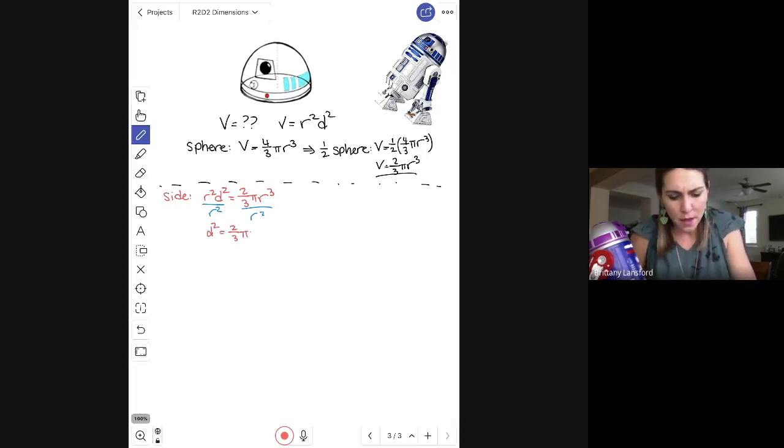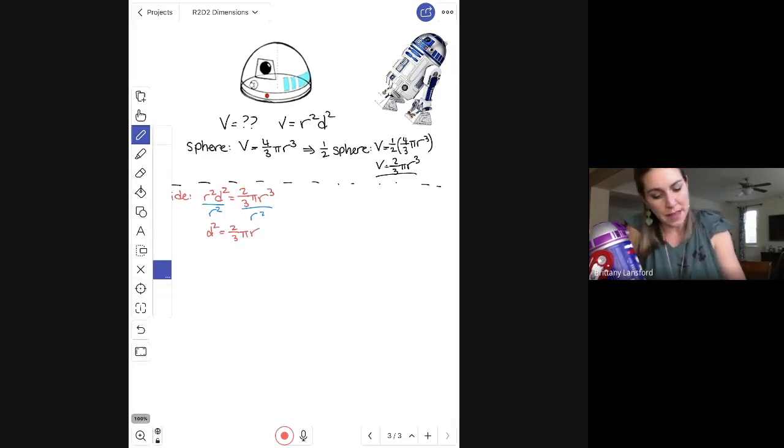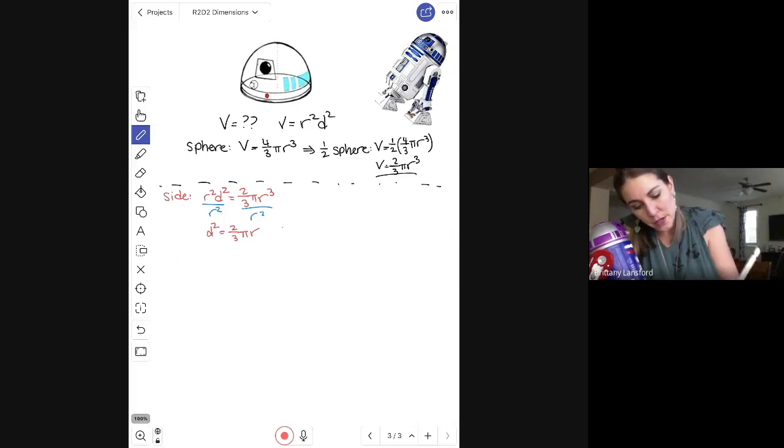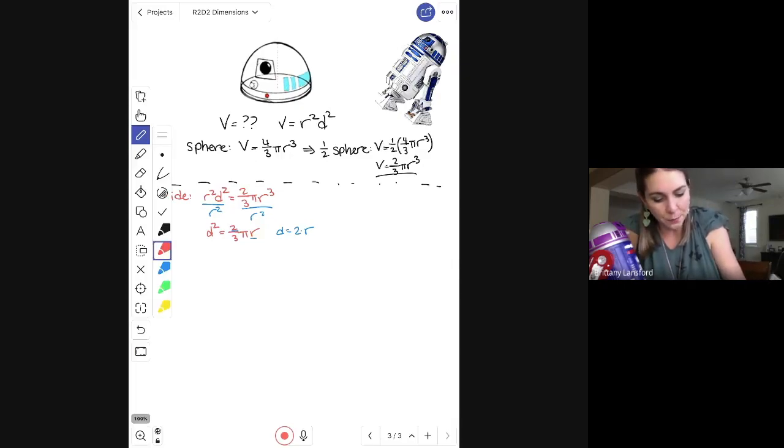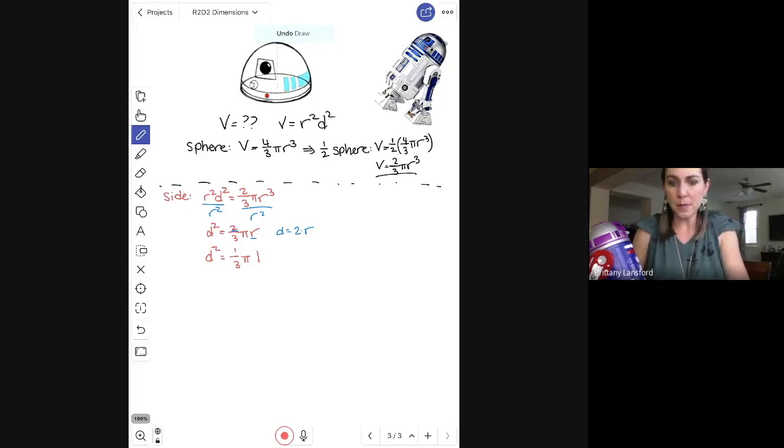Another thing to note, and many of you did in your submissions, is that the diameter, which we assume is what this d is referring to, is equal to 2 times the radius. I've got a 2 there and an r there, so I'm going to substitute that in. And I'm going to get d squared is equal to 1/3 pi times d. 1/3 pi times d.